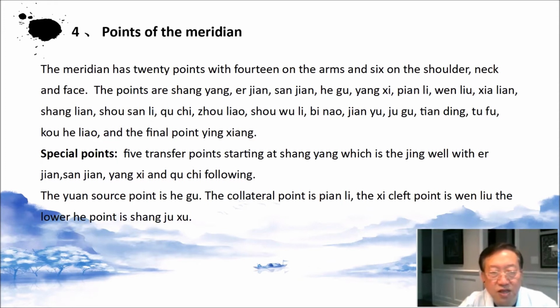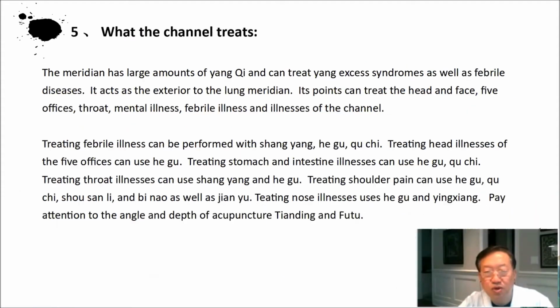Special points. 5 transfer points starting at the Shangyang, which is the Jingwell, with the Erjian, Sanjian, Yangxi, and Chuchi following. The yuan source point is Hegu. The collateral point is Pianli. The Xi cleft point is Wenliu. The lower He point is Shangjuxu.